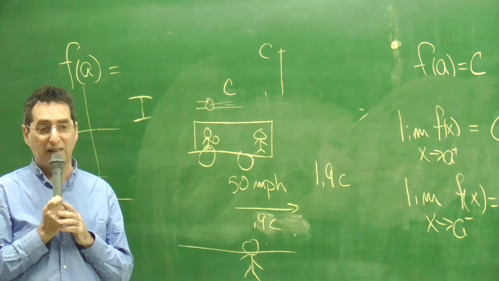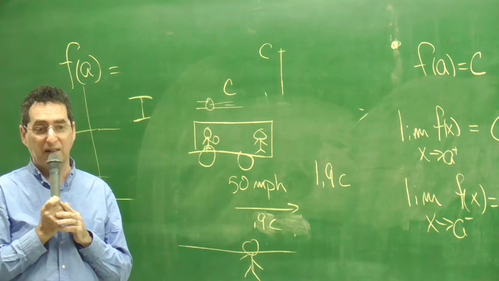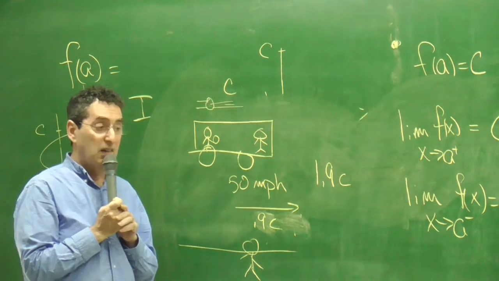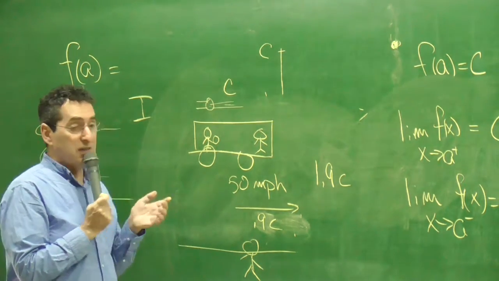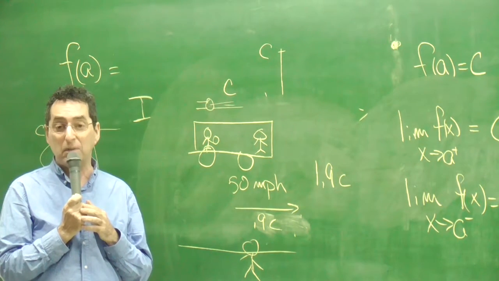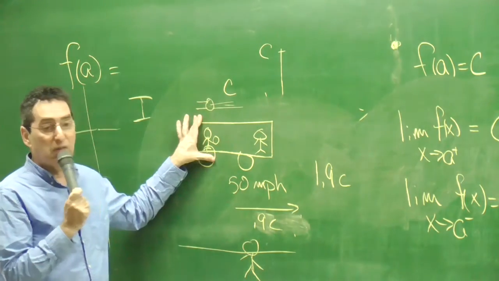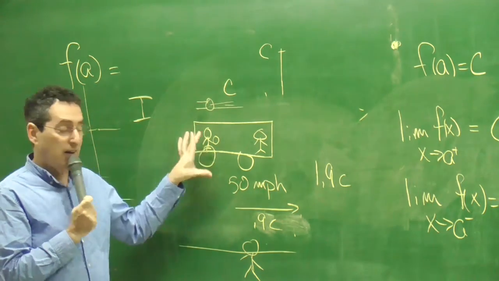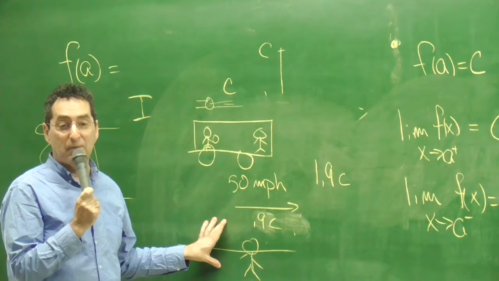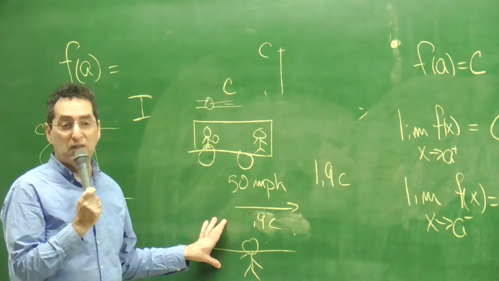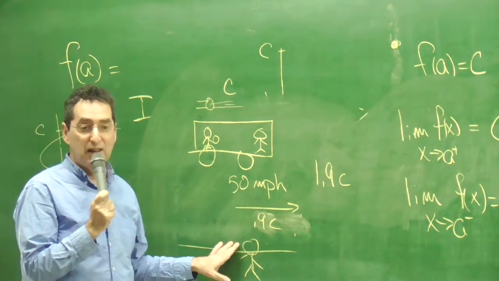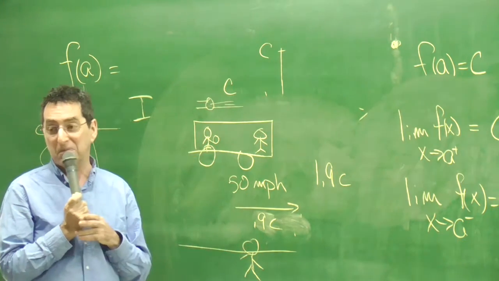Wait, hold on, let me finish the story. The phrase they use is, the speed of light is constant in every frame of reference. So this is one frame of reference when you're sitting in the train, and a different frame of reference is when you're sitting here. The speed of light is always the same, no matter what frame of reference you're in. So for this person, still C. For this person, it's still C.